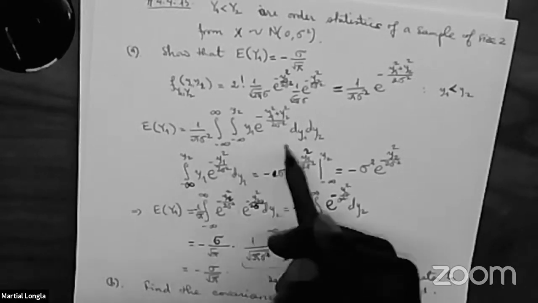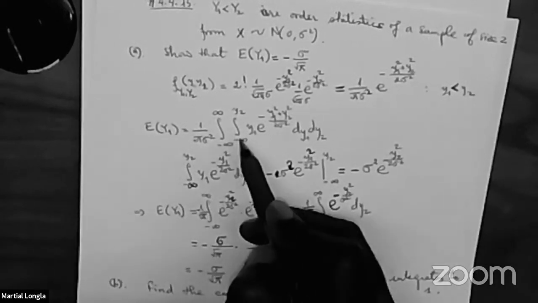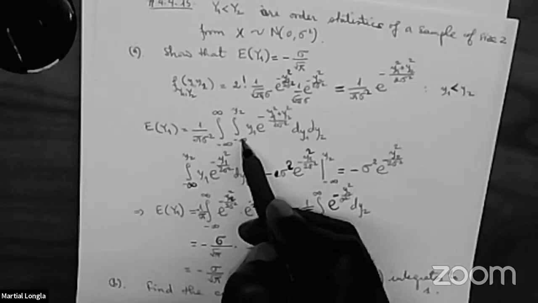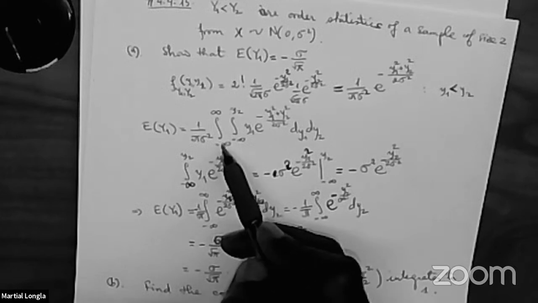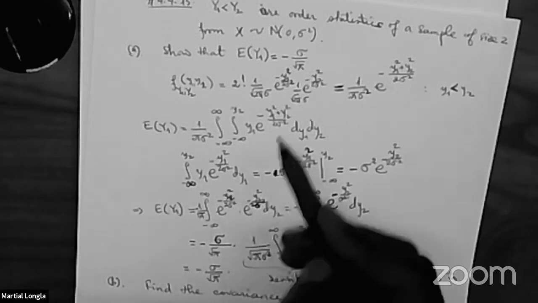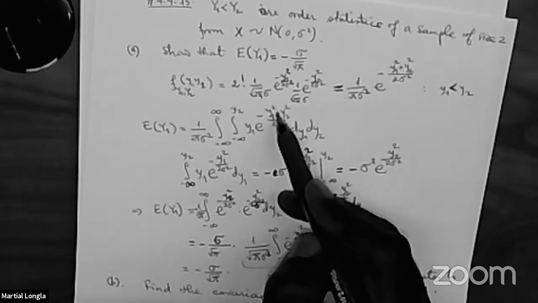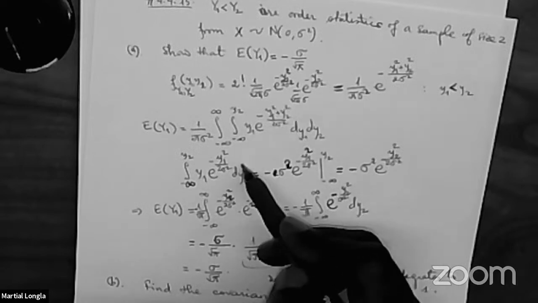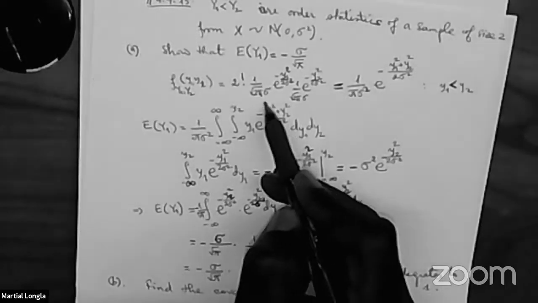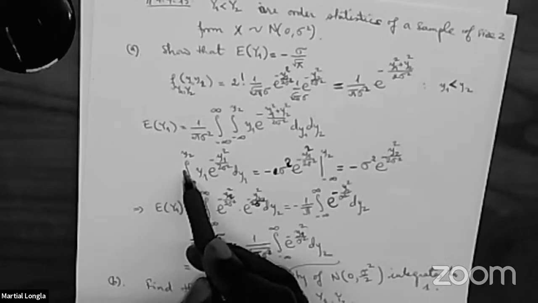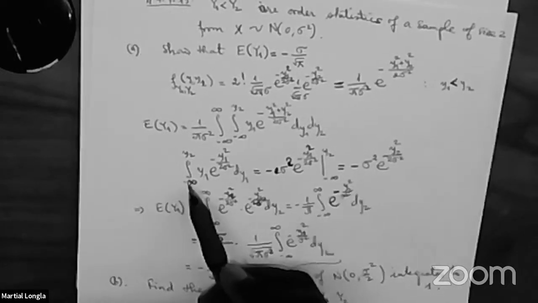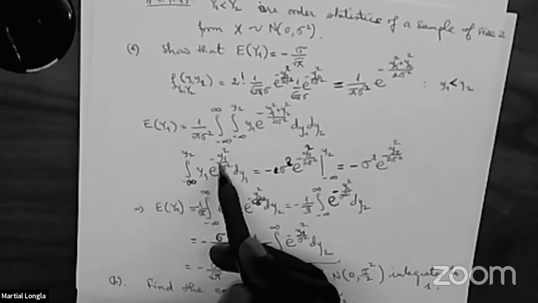So I set up my integral. Y1 has to be less than y2. That's why I will integrate first with respect to y1 from negative infinity to y2, and afterwards integrate with respect to y2 from negative infinity to infinity. How do I compute this integral? Notice that this is an exponential, and the other part, y2 squared over 2 sigma squared, has nothing to do with y1, so it can stay out of the integral. So I can just compute the first one: the integral from negative infinity to y2 of y1 e to the negative y1 squared over 2 sigma squared dy1.